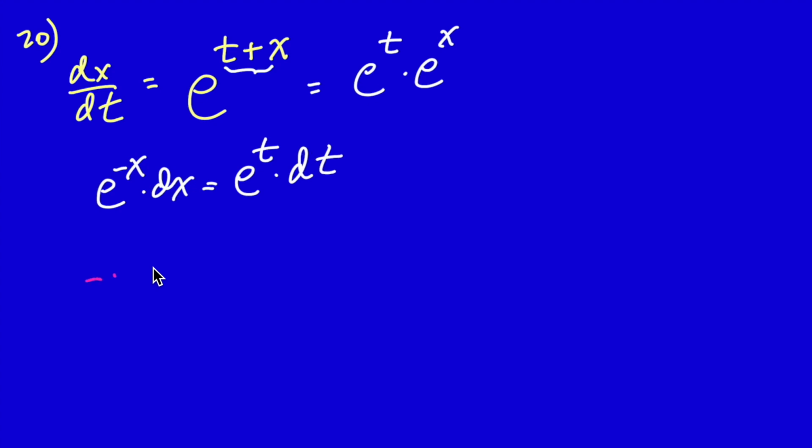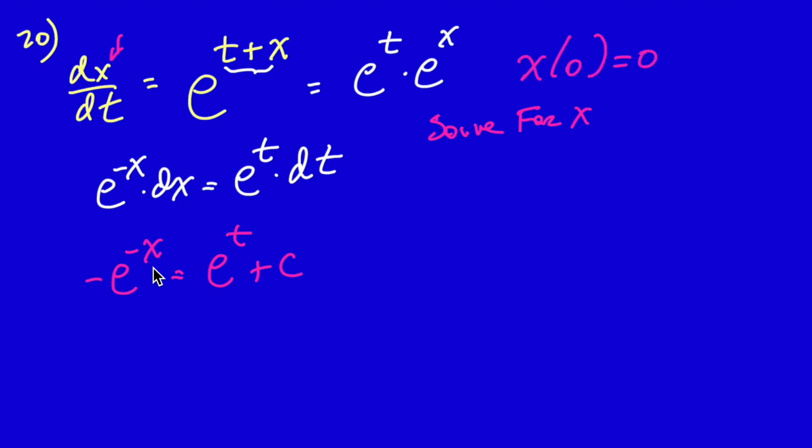When we integrate, we're going to get negative e to the negative x equals e to the t plus c. Now, because that x is on top, we're solving for x, and it looks like, oh, I forgot to write down the initial conditions, which was x of 0 equals 0.